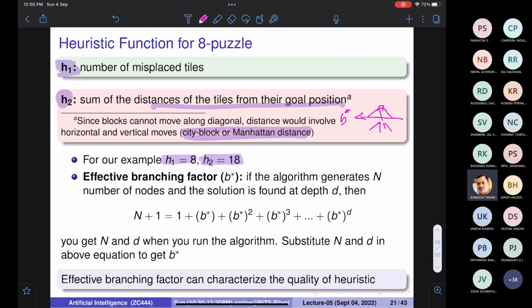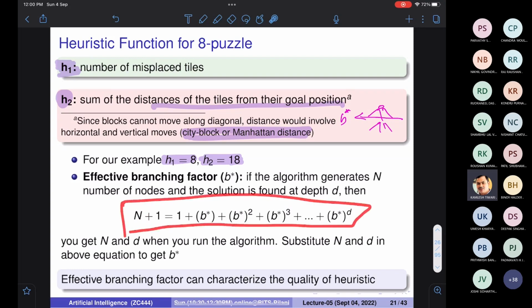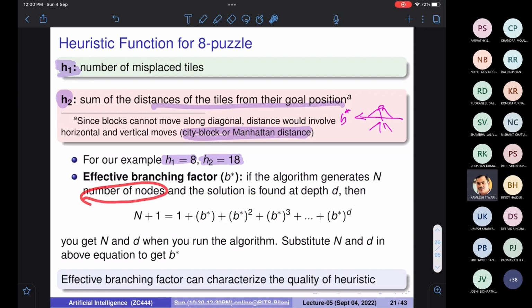So branching factor could be defined, for example, if the solution is at the depth D. Initially you start with the first node, then you get B asterisk other nodes, then from every B asterisk node you get B square, then they give you B cube number of nodes. At the depth D, you actually explore these many nodes. This should be equal to the total number of nodes, because N number of nodes you have explored plus one for our answer. So this should be equal to this thing. If I know how many nodes are generated, I can put it into this formulation, and then I can find out the value of B asterisk, and by this I can tell that the strategy which has the lesser B asterisk is going to be better.